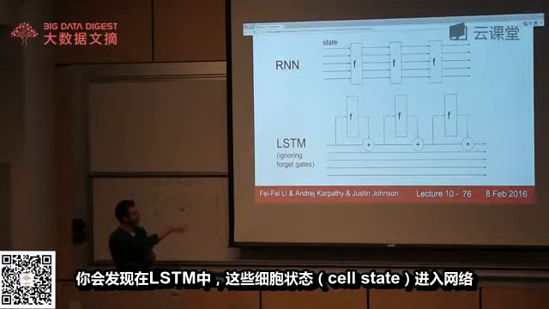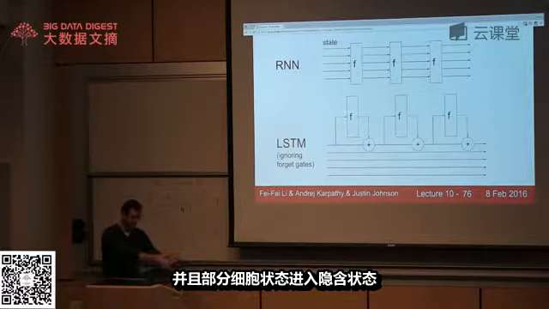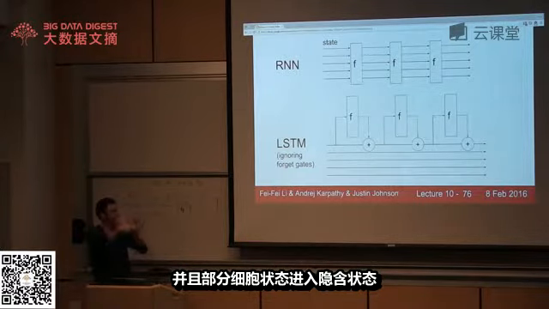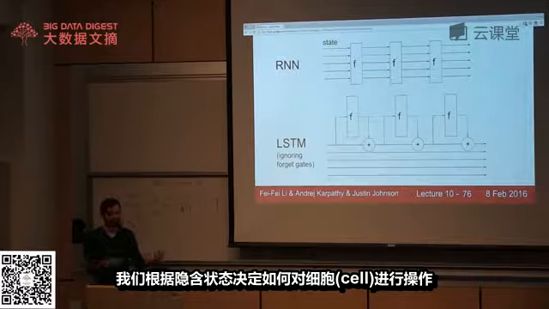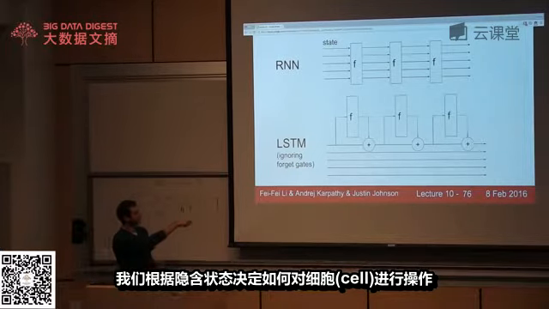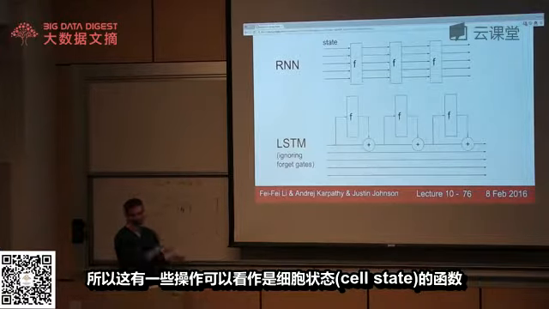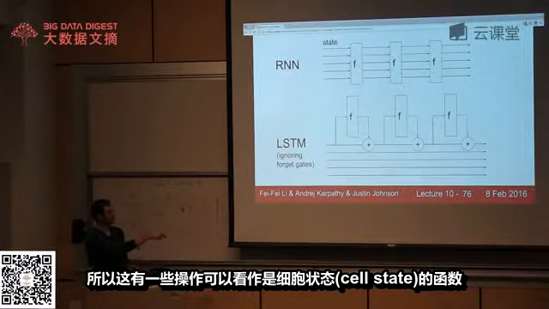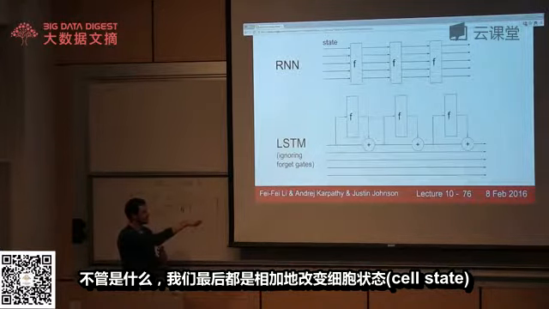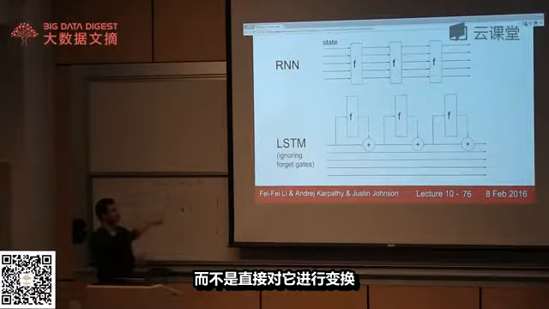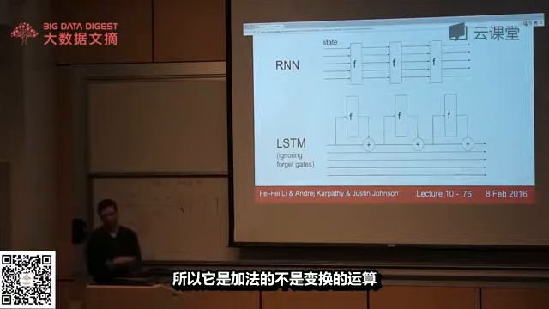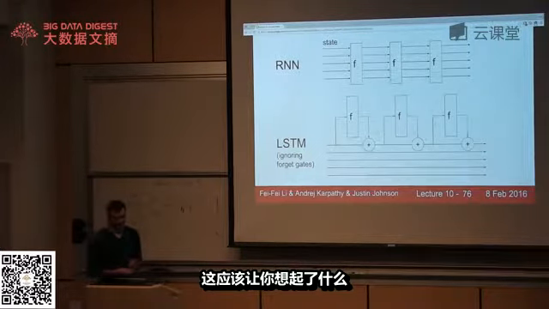And what we're doing effectively is we're looking at the cells, and some of it leaks into the hidden state. Based on the hidden state, we're deciding how to operate over the cell. And if you ignore the forget gates, then we end up basically just tweaking the cell by additive interaction here. So there's some stuff that is a function of the cell state, and then whatever it is, we end up additively changing the cell state instead of just transforming it right away. So it's an additive instead of a transformative interaction.